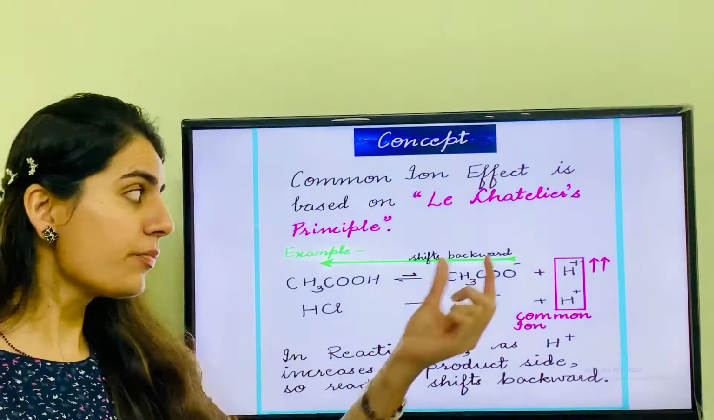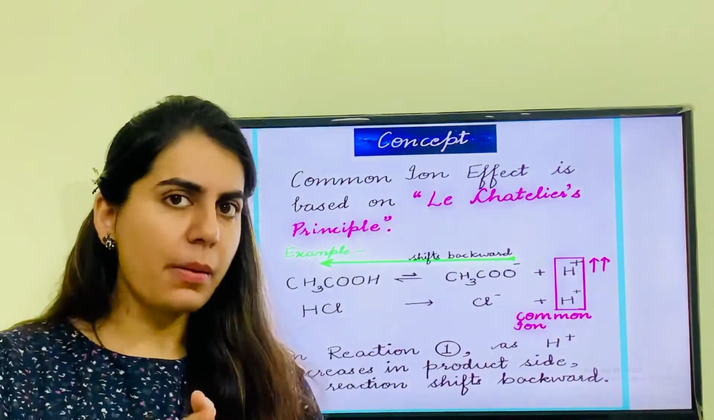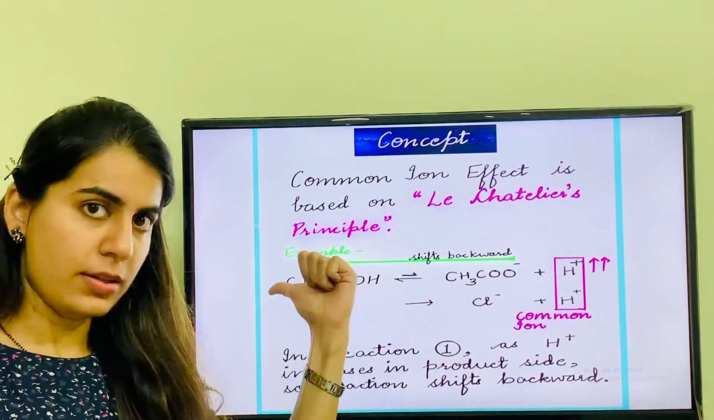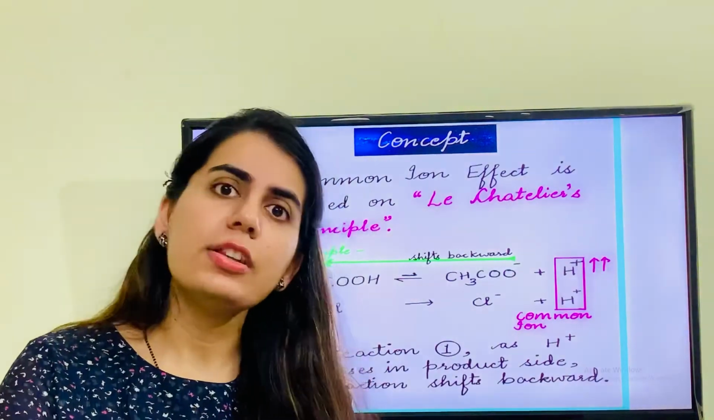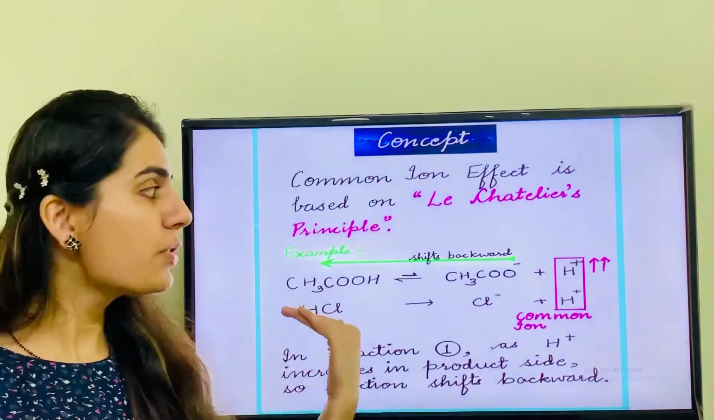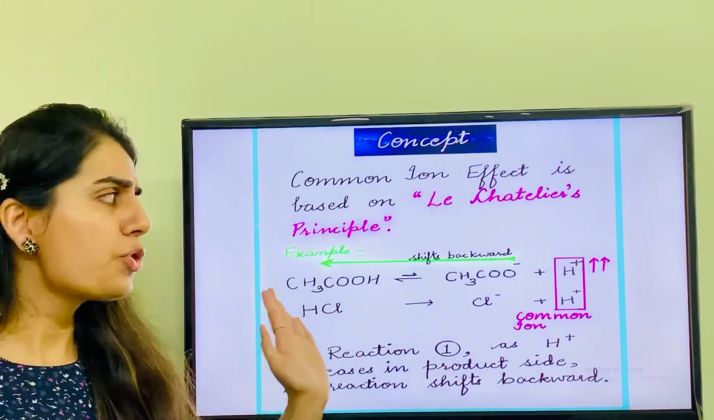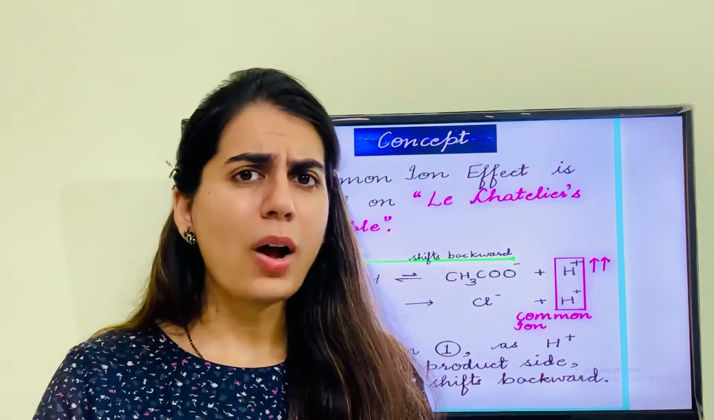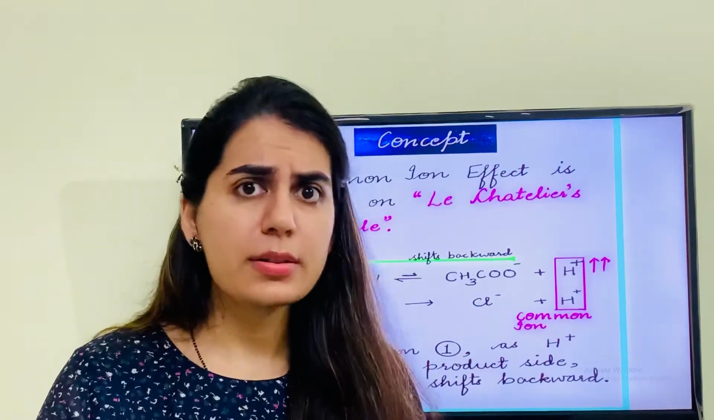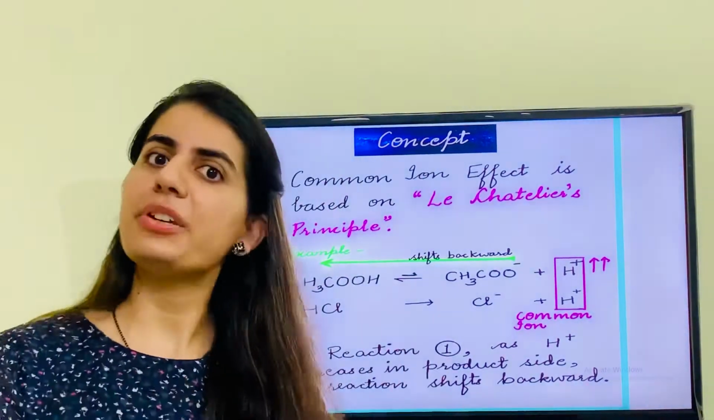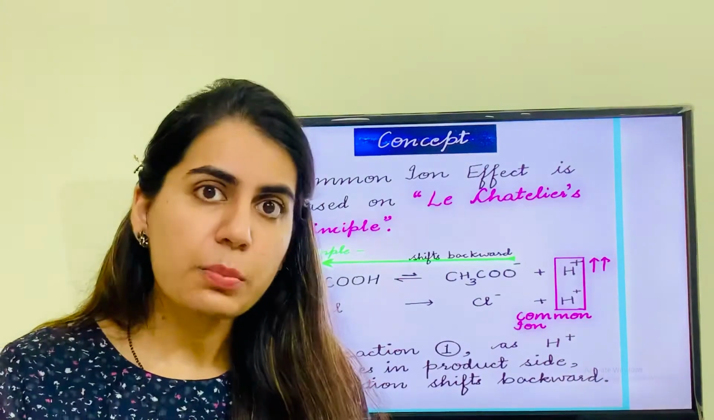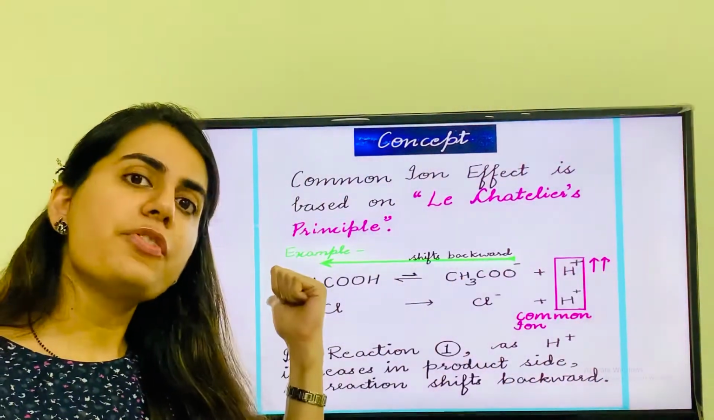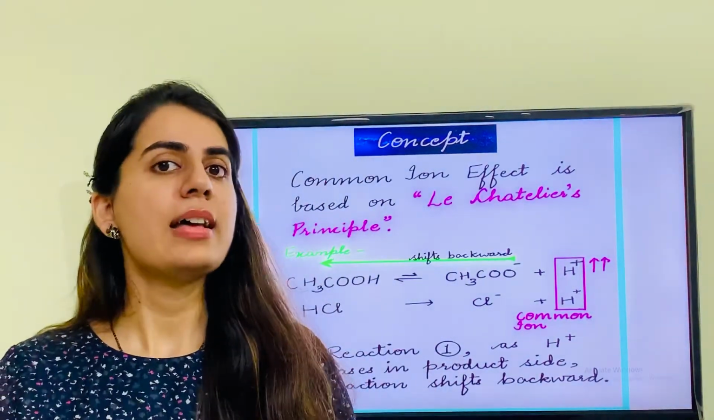So since it is moving backward, what is actually happening, students? Just understand. Acetate and H+ are recombining and taking the reaction back. Since the reaction is going backward, the acetic acid is not dissociating as much as it was before. Like if it was dissociating say 5% before, now it might be dissociating 0.1%, 0.5%, whatever, but less than the previous degree of dissociation. Earlier it was going forward, now it is not going that much forward because the reaction has shifted backward because of this extra ion concentration on the product side.